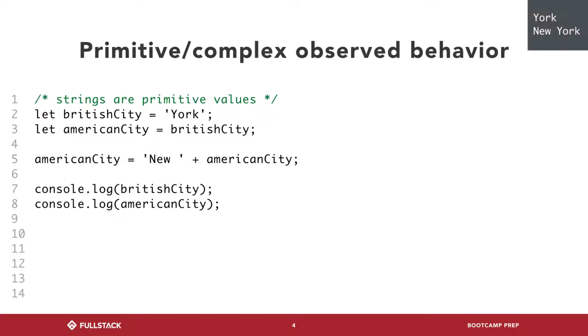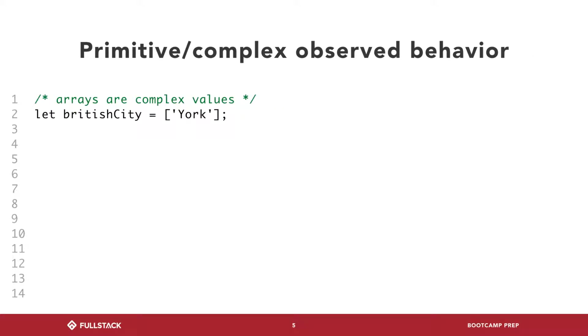Okay? The two things here are to know that by redrawing the arrow for American city, I did not impact British city at all. Right? British city is what it was. And then secondly, I didn't change this York string. I created a brand new string called new York, and then I pointed the variable to it. And so this is why I did the printout I see on the far right. Are you feeling good? Okay.